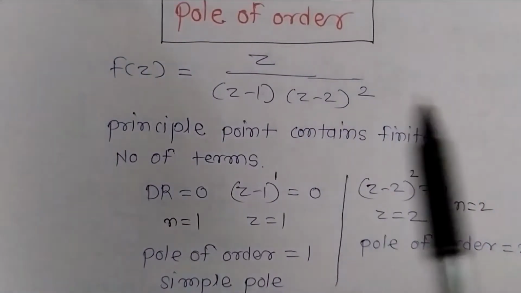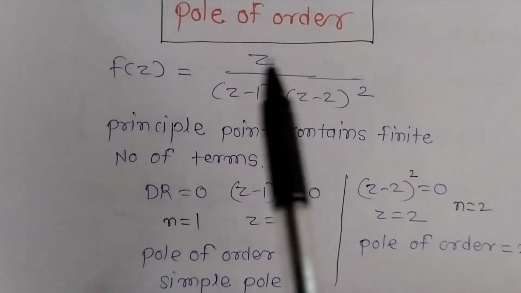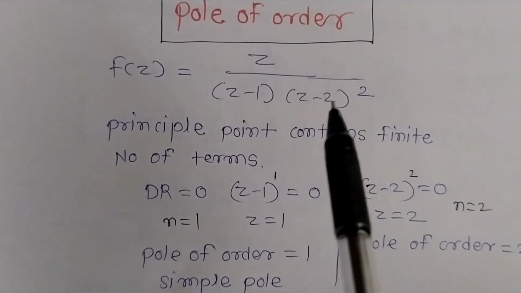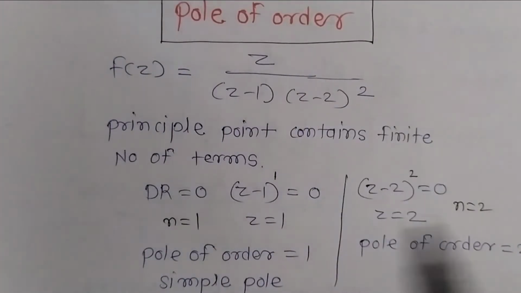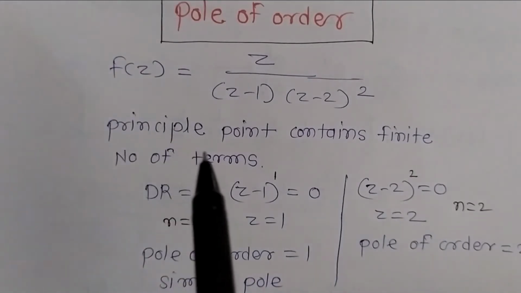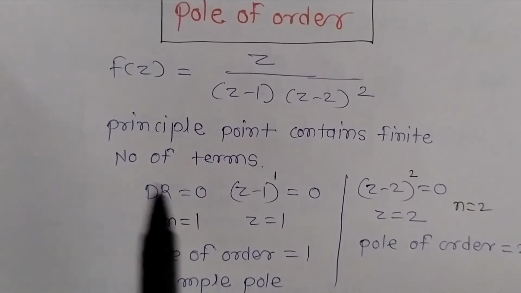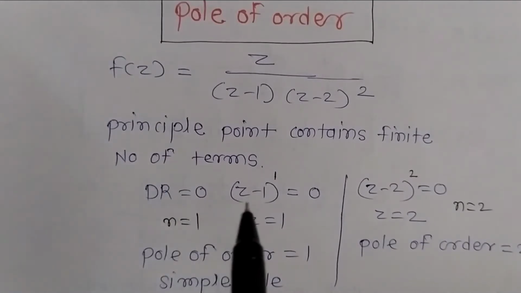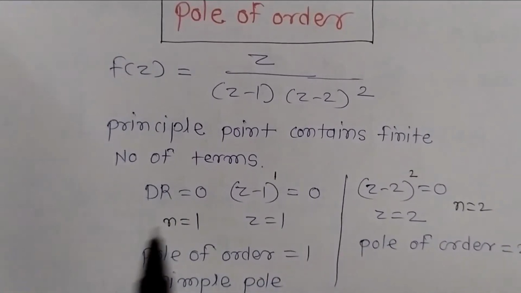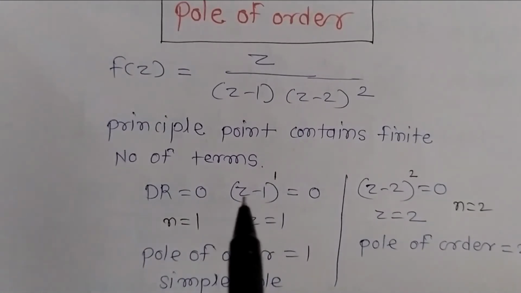Next is the pole of order n, that is f of z is equal to z upon z minus 1 into z minus 2 square. Here the principal part contains a finite number of terms. Then the denominator equal to 0: z minus 1 raised to 1 is equal to 0, here n is equal to 1, and z minus 1 is equal to 0, that is z is equal to 1.